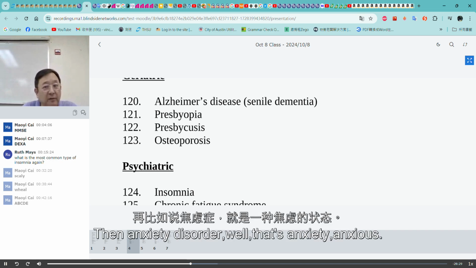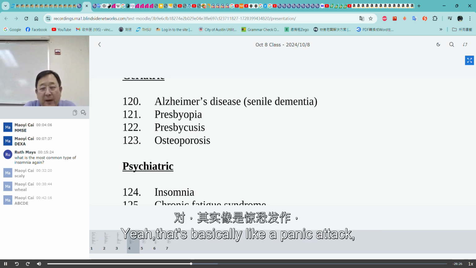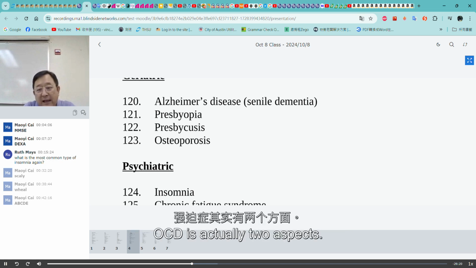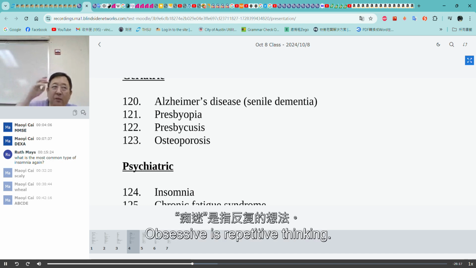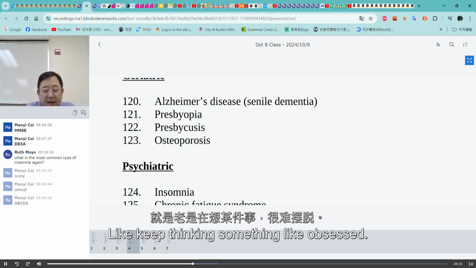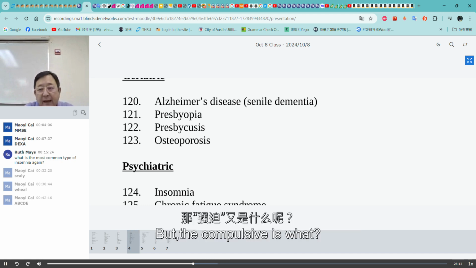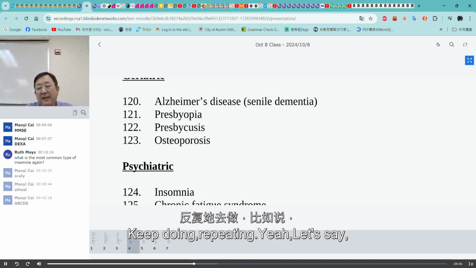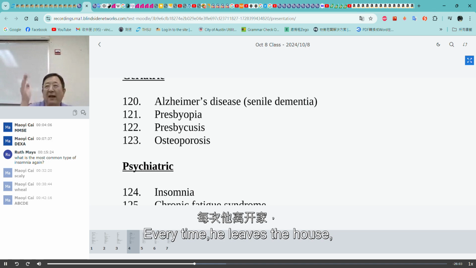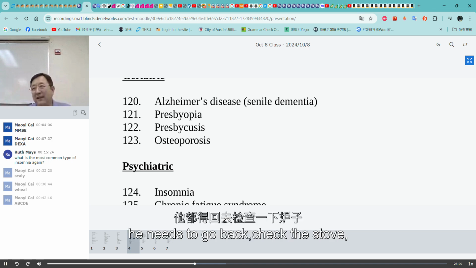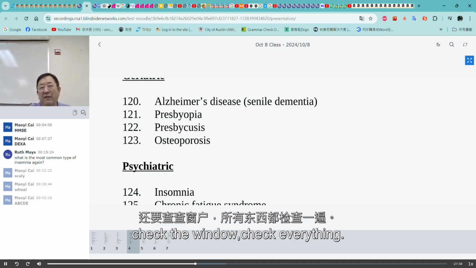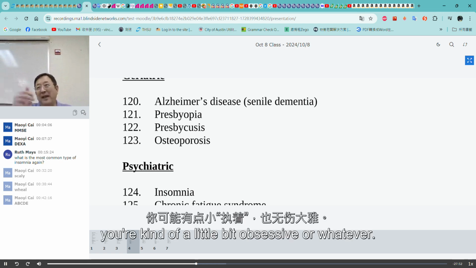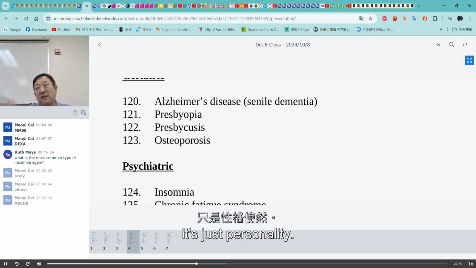Then anxiety disorder. Well, that's anxiety, anxious. Basically like a panic attack, or obsessive compulsive disorder, OCD. OCD actually has two aspects. Obsessive is repetitive thinking, like keep thinking something, like obsessed. But the compulsive is what? It's keep doing something, repeating. Let's say a person leaves the house. Every time he leaves the house, he needs to go back, check the stove, check the window, check everything. Well, you check one time, two times, people think, yeah, you're a little bit obsessive or whatever. That's fine, which is not a disease, it's just personality.